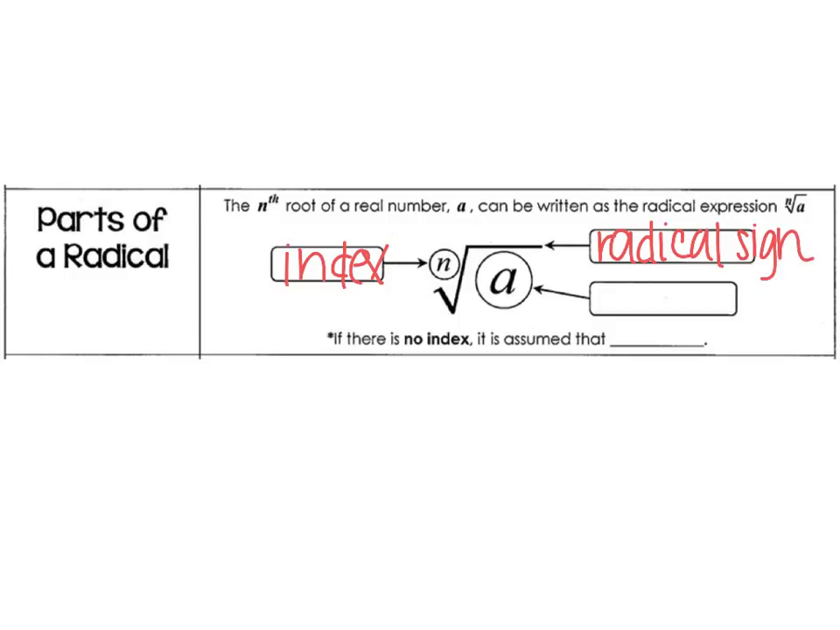All right, so the rad sign or the radical sign. And then your a, or the number inside the house or inside the radical sign, we refer to that as the radicand. That's the fancy math term for it. If there is no index, so if there's no n on the outside, we always assume that n equals 2, or that it's just a square root. It's not a cube root or a fourth root or a fifth root. All right, if there's no n on the outside, it's just a 2 or a square root.